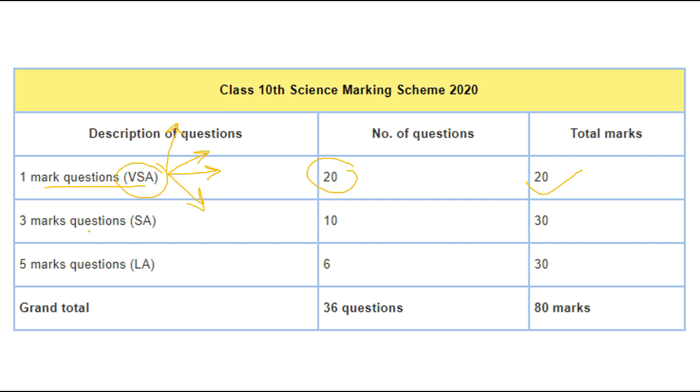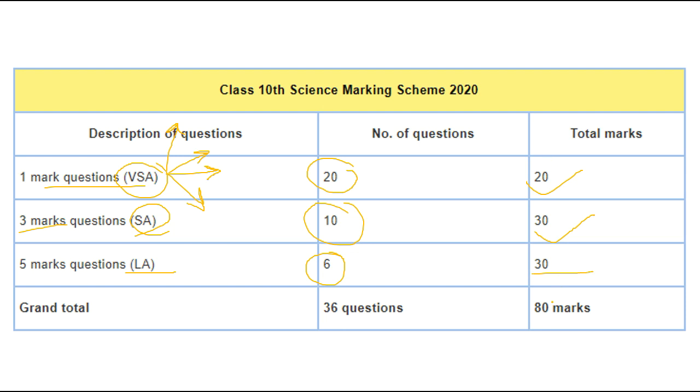Then the next type will be 3 marks questions, which we call short answer type questions. This will contain a total of 10 questions, which count to a total of 30 marks. And then there will be 5 marks questions. There will be 6 questions of 5 marks, which make 30 marks.